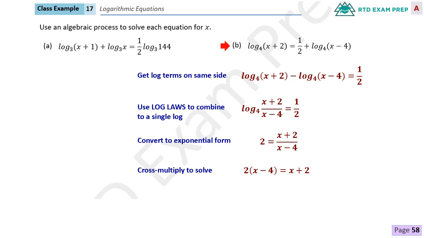In this case, we want to multiply both sides by x minus 4 in order to eliminate any denominators, and then solve for x. We expand the left side, and subtract x from either side and add 8 to either side. This gives us x equals 10.